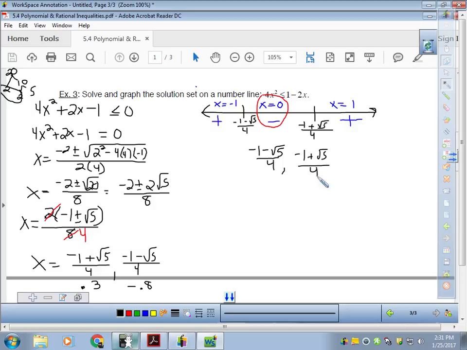And then both of these are going to get included. Both of them are going to be in brackets. The reason why is we have the equal to. Equal to allows us to include our boundary points. So we will include those.